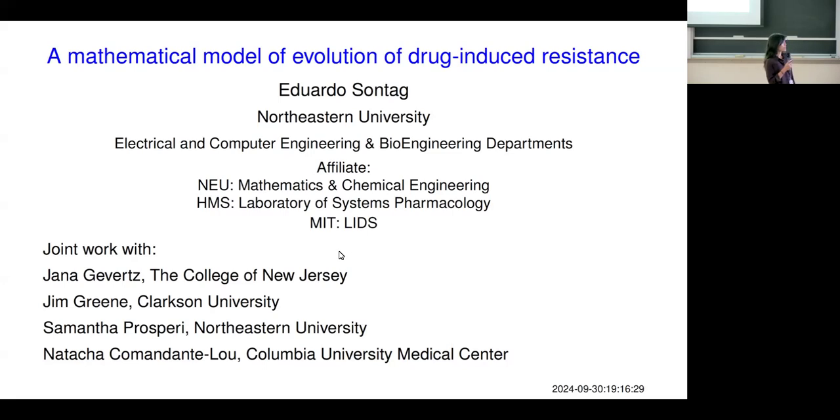And then with that, I'm very pleased to introduce Eduardo Sontag this morning, who comes to us from Northeastern University. And in a twist from yesterday's morning lecture, we'll be hearing about the mathematical model of the evolution of drug-induced resistance. Thank you.